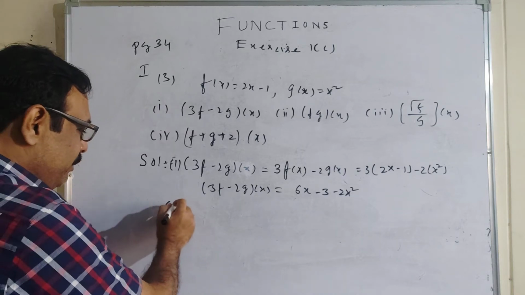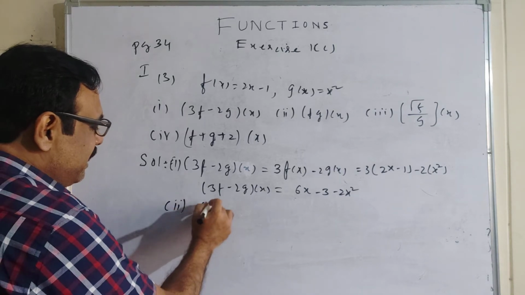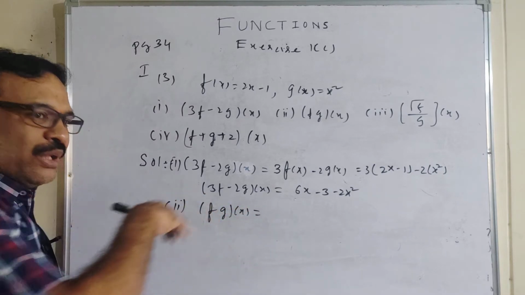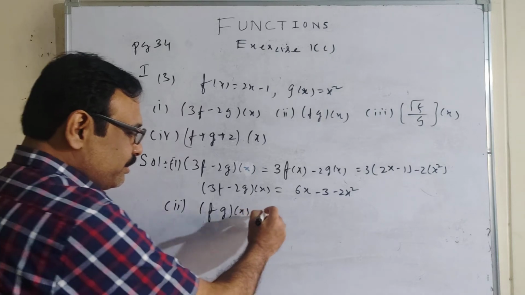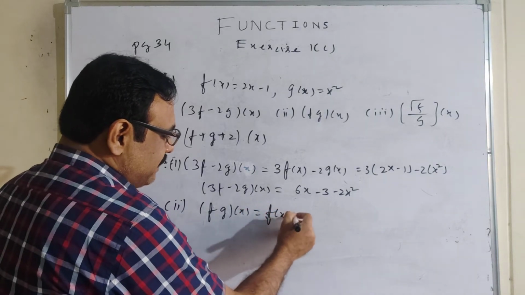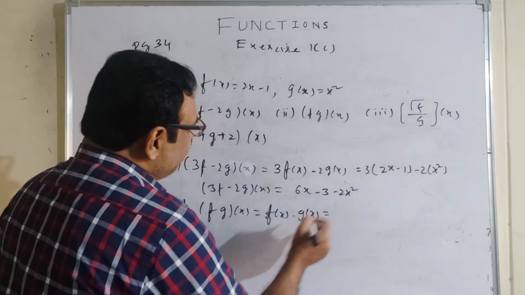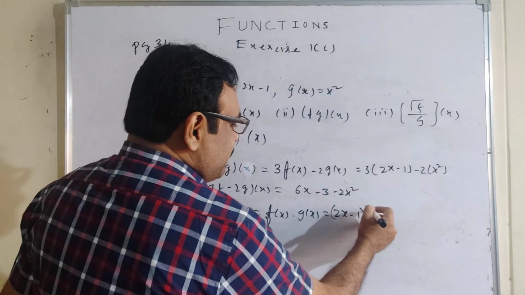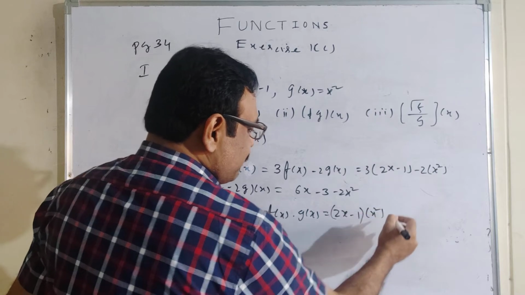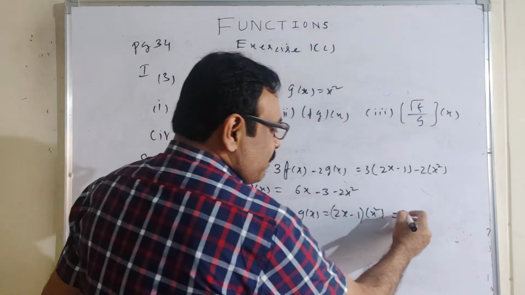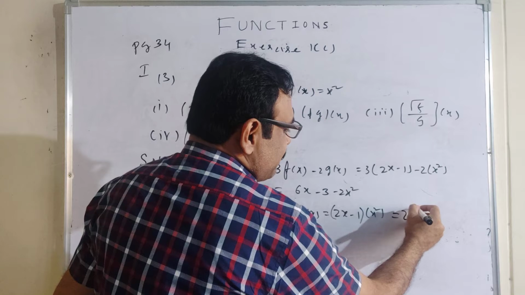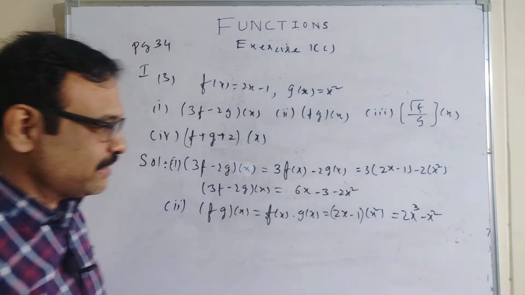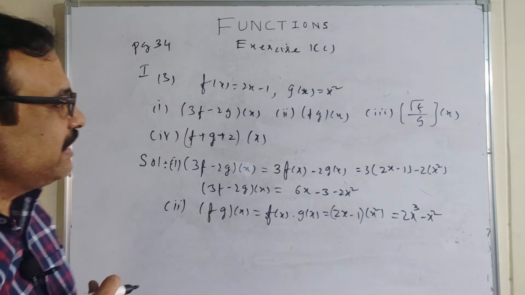The second bit, which is very important, and he has given that fg of x. So the product of two functions we are going to do. Now we will be writing f of x and this is nothing but g of x. F of x is nothing but 2x minus 1. G of x is nothing but x square. 2x into x square, I am getting this is 2x cube, and minus 1 into x square, you are getting this is x square, and this is going to be the second answer.